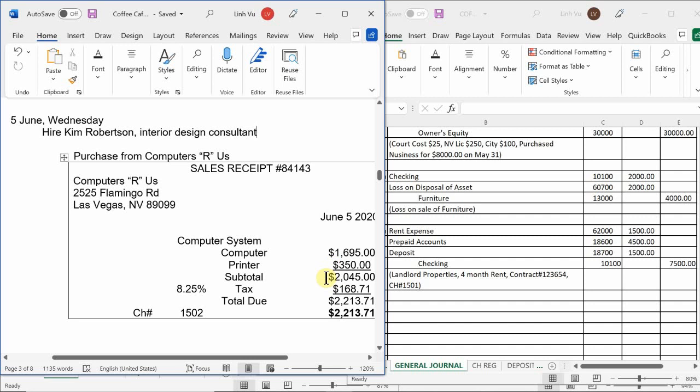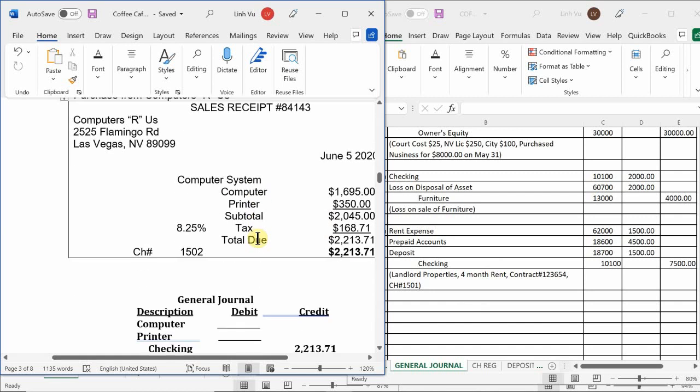That came out to a total of $2,045. I got taxed 8.25%, which came out to be $168.71. The total amount due was $2,213.71. And I wrote a check for $1,502. Your receipt will always indicate how you pay. This is an example of my receipt, and it shows me that I paid with check number 1502. So how do I break this down?